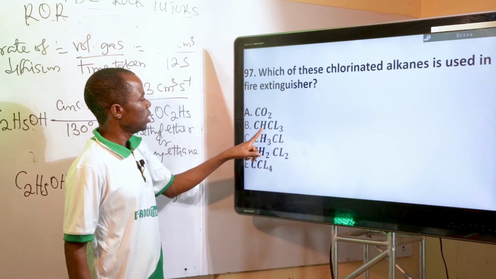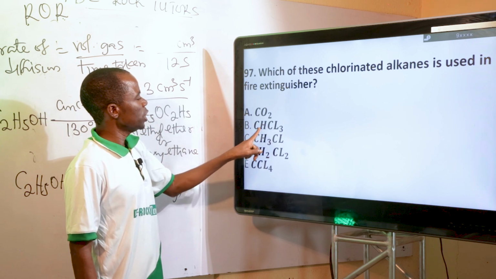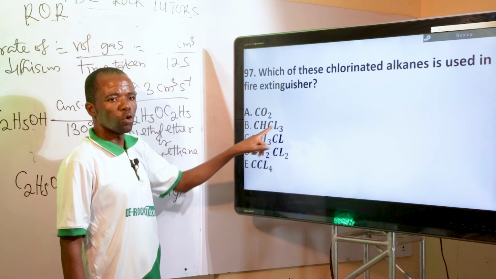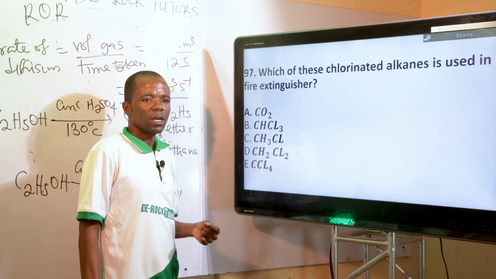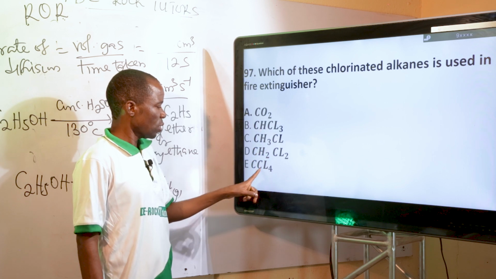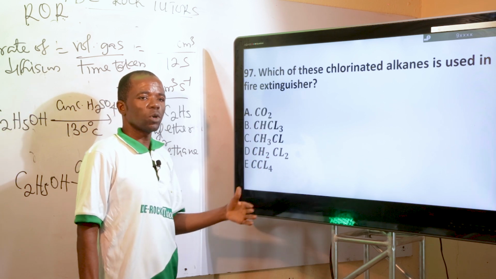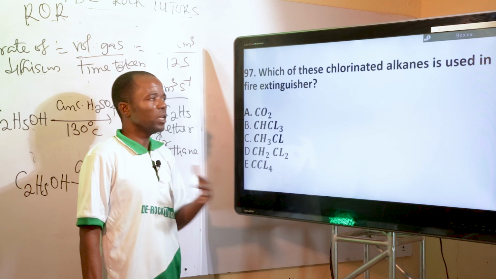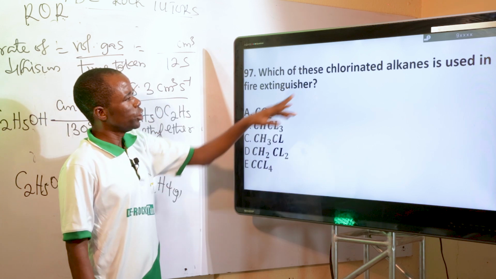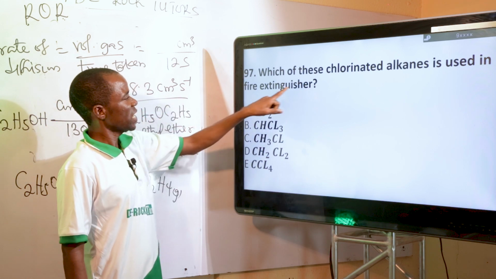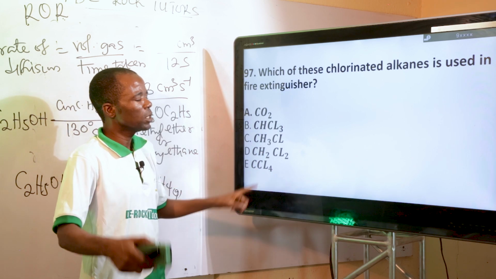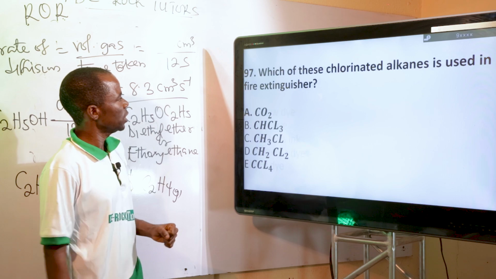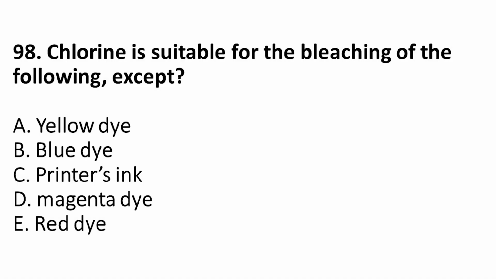The same thing if you are talking about CHCl3, that is trichloromethane, it is sometimes used as an anesthetic, and also just like CCl4 as a solvent in industry for removing stain. So the correct answer here, the chloroalkane that is used in fire extinguisher is CCl4 because it is not combustible. Number 98. Chlorine is suitable for the bleaching of the following except.